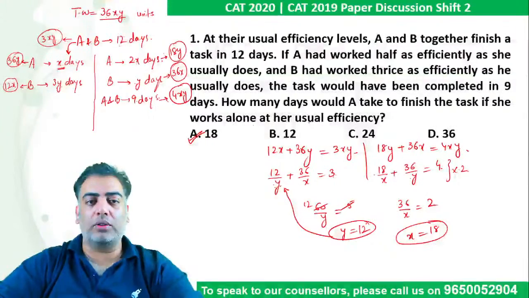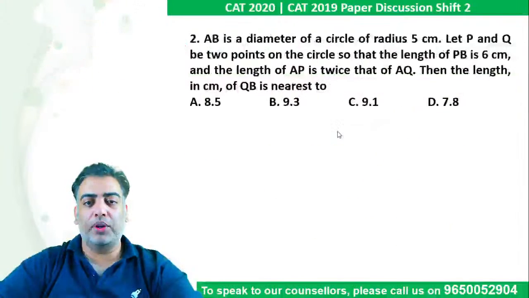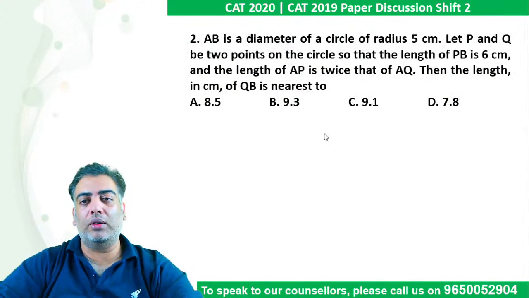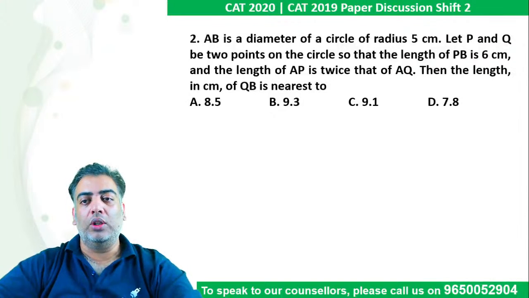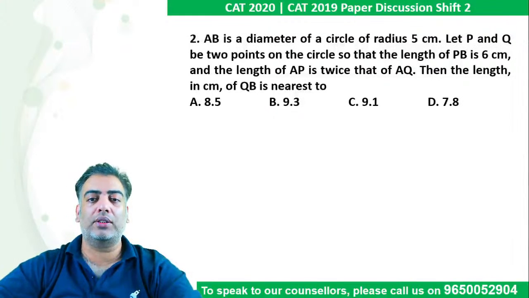A very standard question of time and work it was. So let's move on to question number 2. Here it says AB is a diameter of a circle of radius 5. Let P and Q be 2 points on the circle so that the length of PB is 6 cm and the length of AP is twice that of AQ. Then the length in centimeter of QB is nearest to.